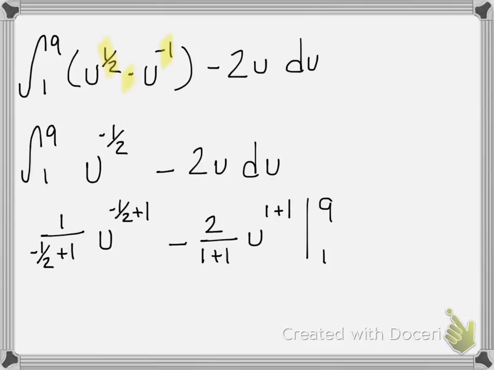So now whenever we actually go through and clean that up a little bit, we're going to have 1, and so -1/2 plus 1 is going to give us +1/2, u to the +1/2, minus our 2, and that's going to be over 2, so that's just going to cancel down to 1, and we can just leave that here, and that's going to be times u to the 1 plus 1, which is going to give us a 2, from 1 to 9.